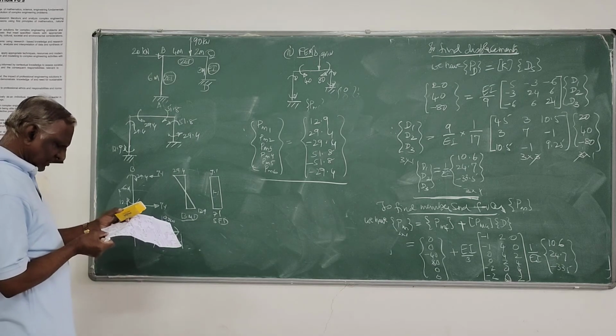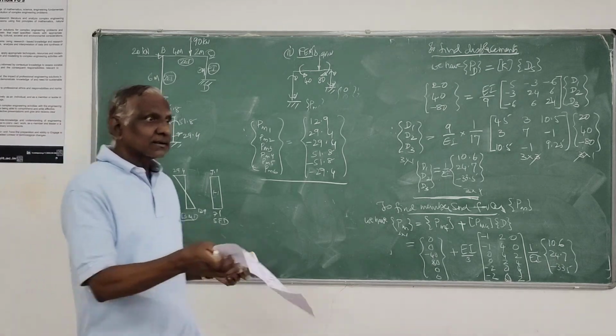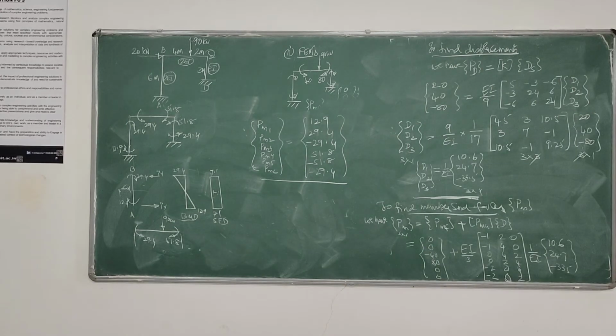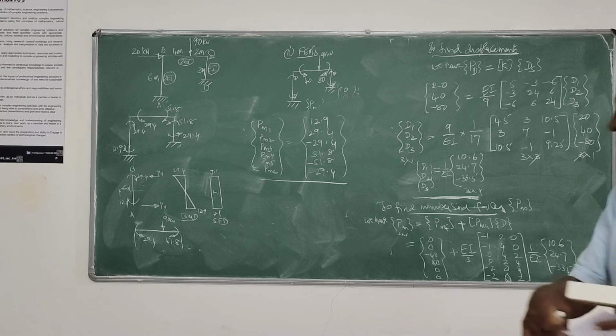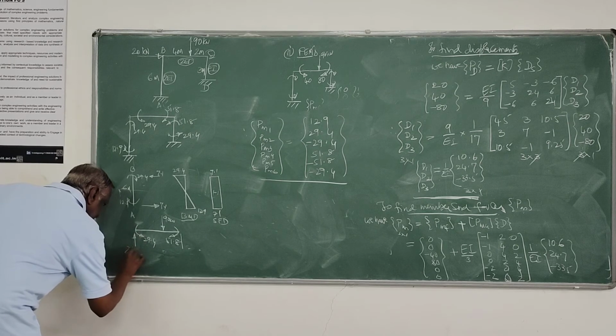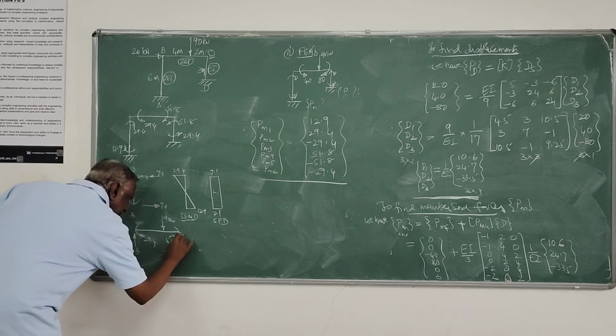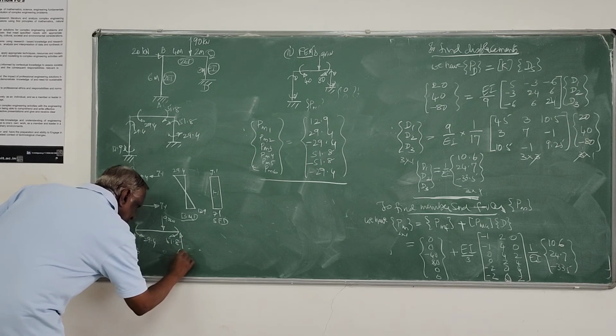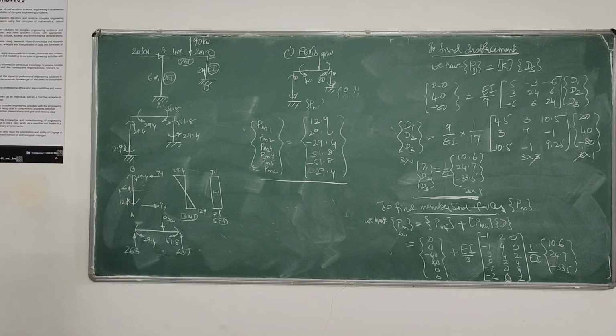I don't have the correct value. Yes, sir, 90. Correct. 63.7, 26.3. This is 26.3. This one is 63.7. 63.7 we will take, right?